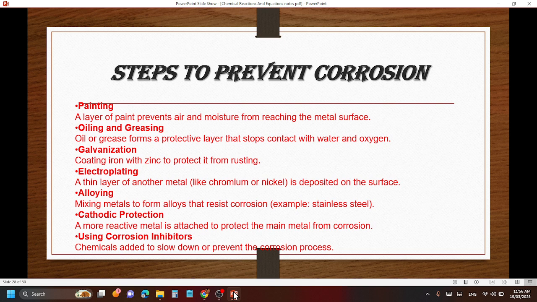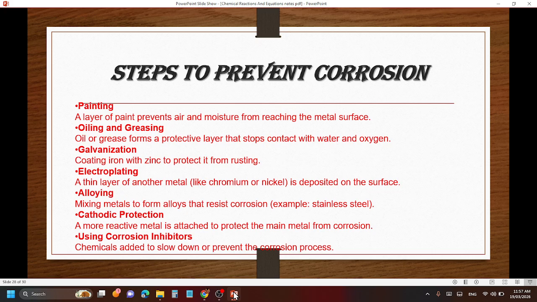So the solution for corrosion, first thing, is painting. We have to paint the metal surface with a layer of paint or something, so that air and moisture are prevented from reaching the metal surface. Next process is oiling and greasing. Same, it forms a layer. When we oil and grease it, it prevents water and oxygen from reaching it.